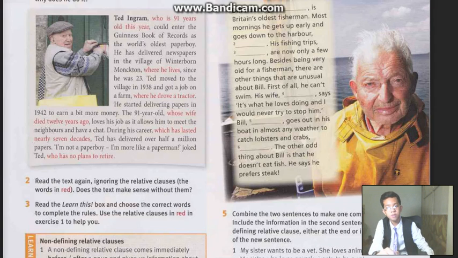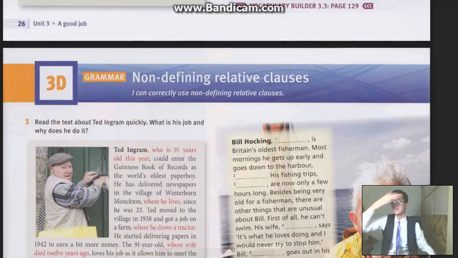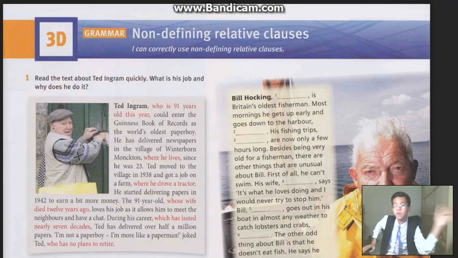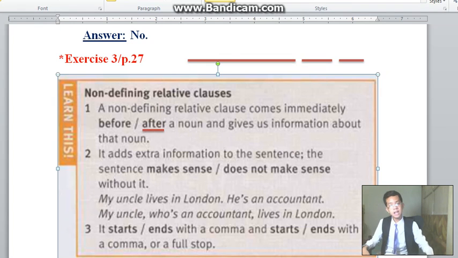So a non-defining relative clause comes immediately after a noun and gives us information about that noun, like Mr. Ted Ingram, who is 91 years old this year. That phrase colored in red gives us more information about the noun before it. So we can know that he is 91 years old. The answer is after. So let's put a line down here: a non-defining relative clause comes immediately after a noun and gives us information about that noun.